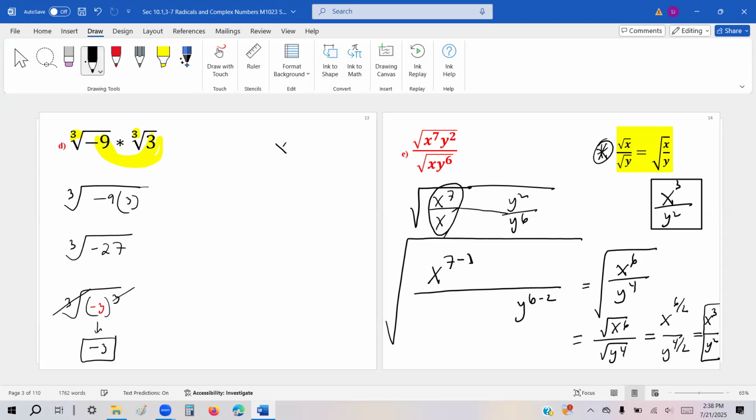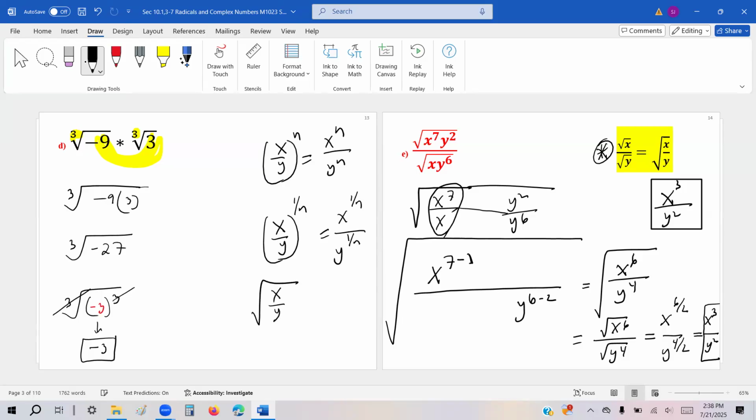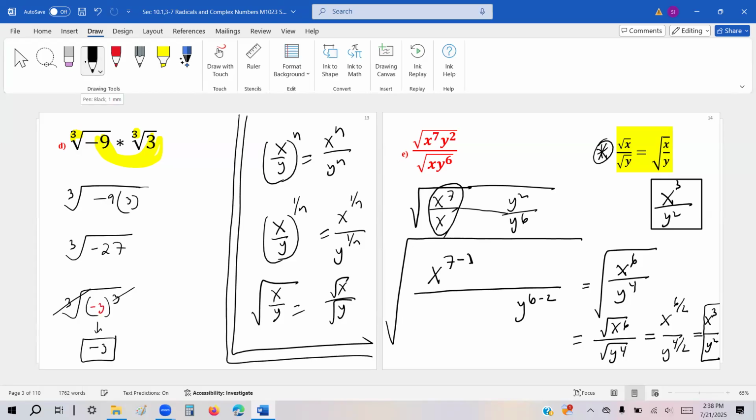Previously, the rule was if you have x over y to the power n, it's x to the n over y to the n. Same rule applies if you have x over y and 1 over n. 1 over n means it's a radical. So it's x to the 1 over n, y to the 1 over n, which is the same as square root of xy means square root of x over square root of y. See, one exponent rule, but you can write it many different ways. But the rule is one rule. Split the power when you have multiplication or division.